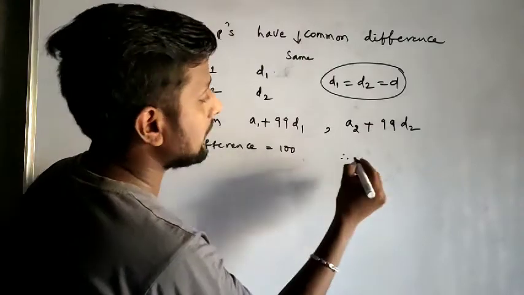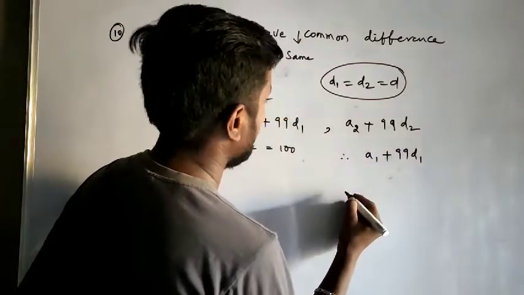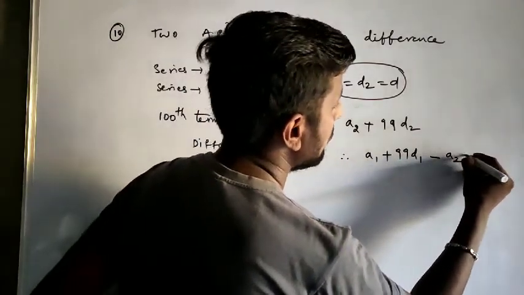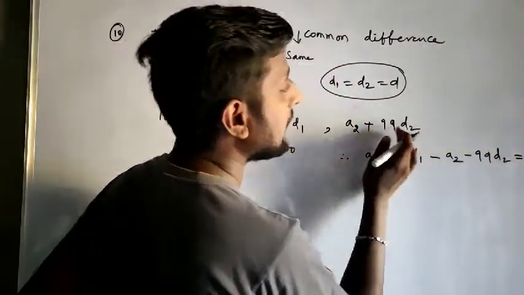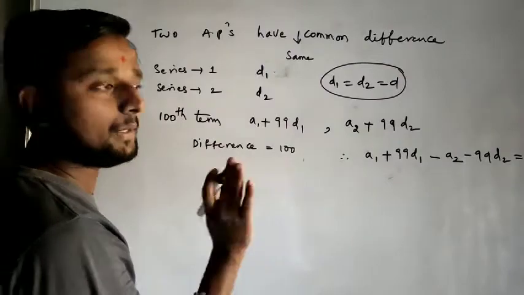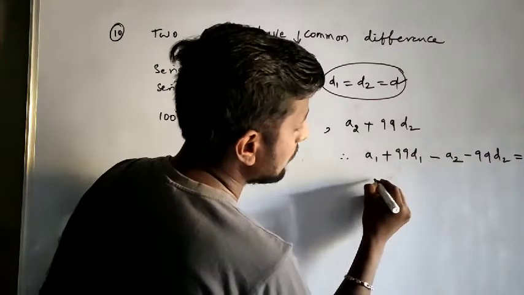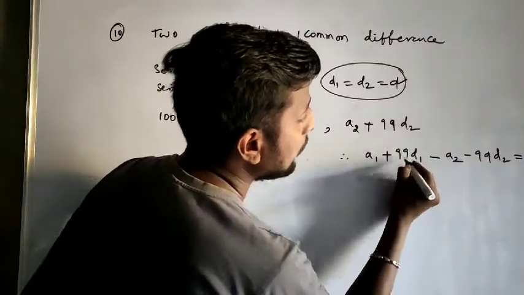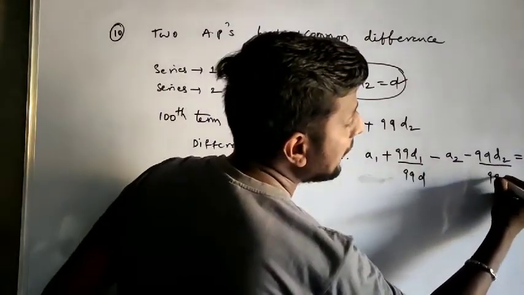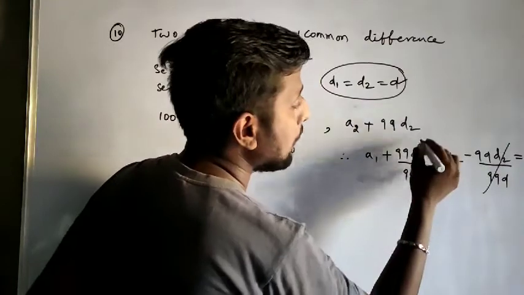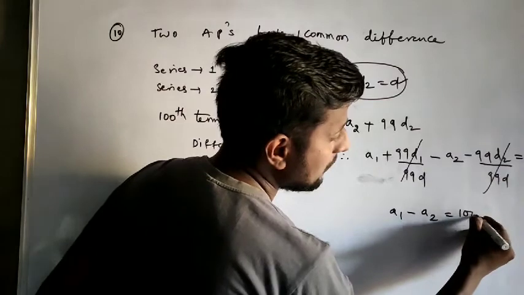So therefore I'll write A1 plus 99 D1 minus A2 minus 99 D2 equals 100. I am subtracting the second term, so that's why the second term is completely negative. So D1 is equal to D and D2 is also D only. Look at it, this is the value of 99D, and this is also the value of 99D. Yes, the negative and the positive get cancelled. Simply we write A1 minus A2 value is 100.